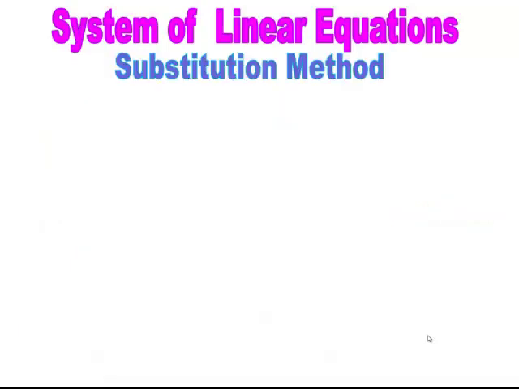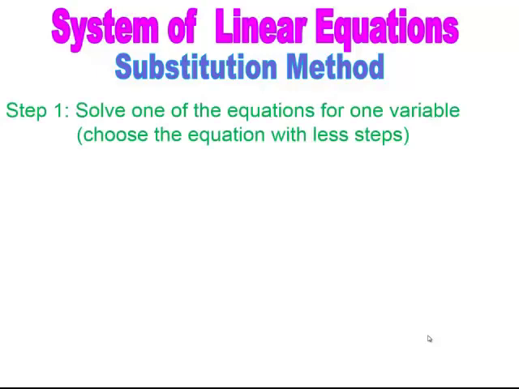So the first method we're going to learn is the substitution method, and it is a step-by-step process. The first step is you're going to be given two linear equations as a system. And you're going to solve one of the equations for one of the variables. And again, it's a literal equation, so you're going to solve for one of the variables.